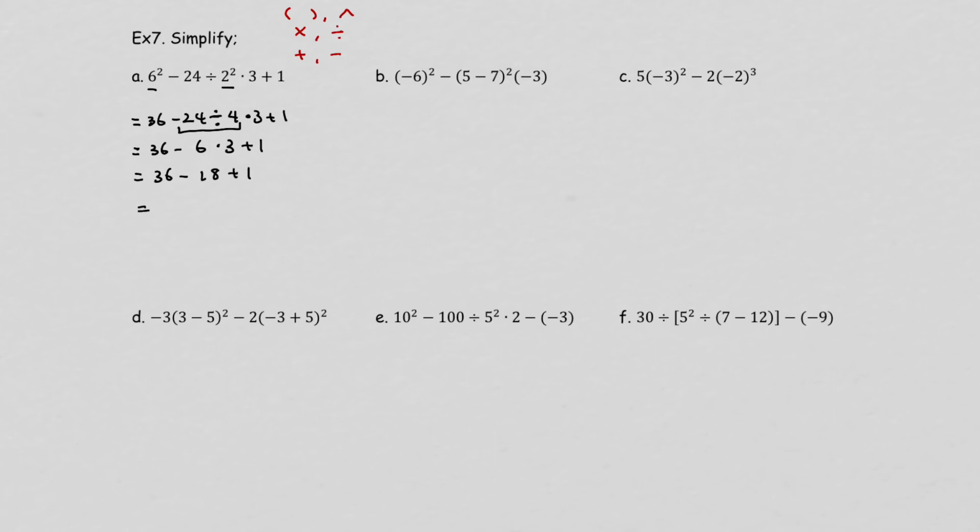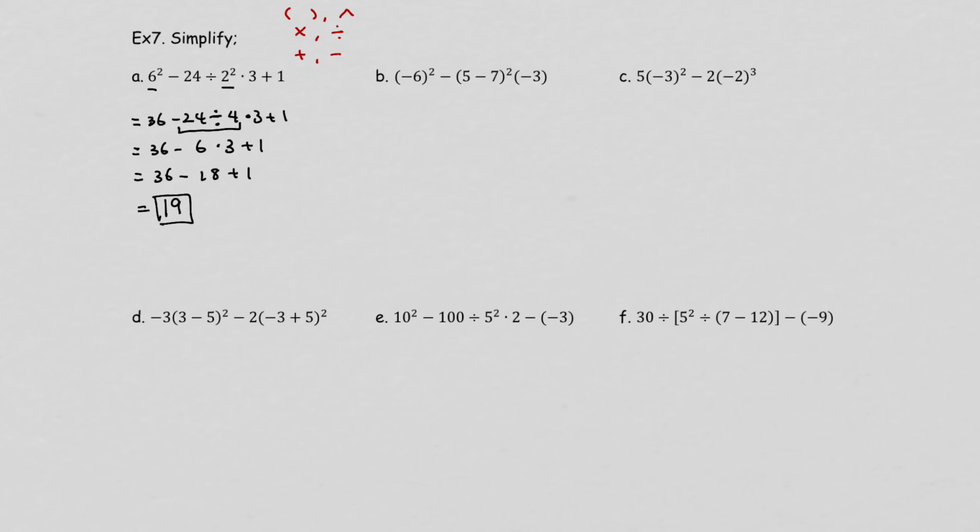I have subtraction and additions. Whichever on the left side first, if I wanted to do it, then I will do 36 minus 18. Or I can also do just combining all the positives first, then the negatives, and subtract, right? Either way, you should be getting 19 on this one.